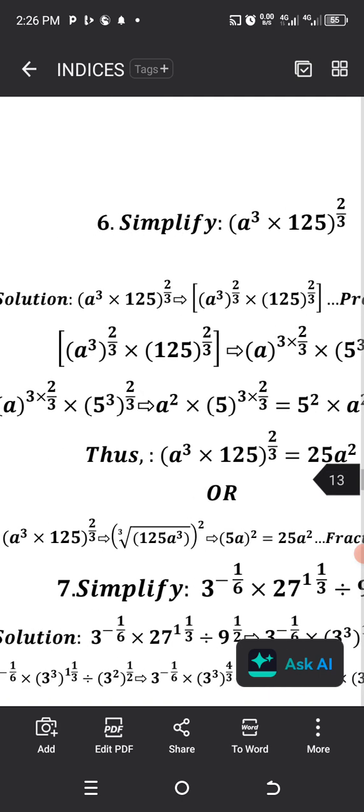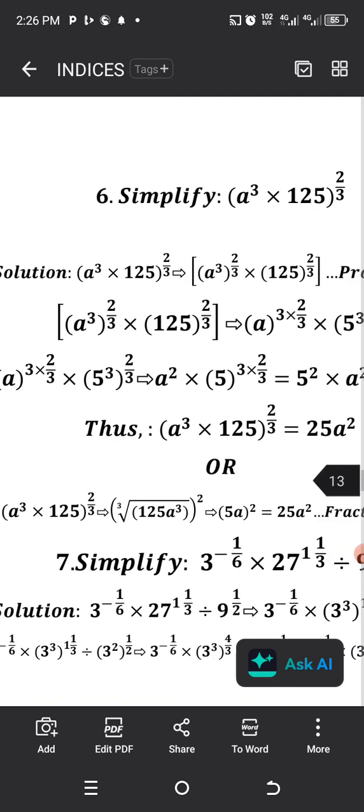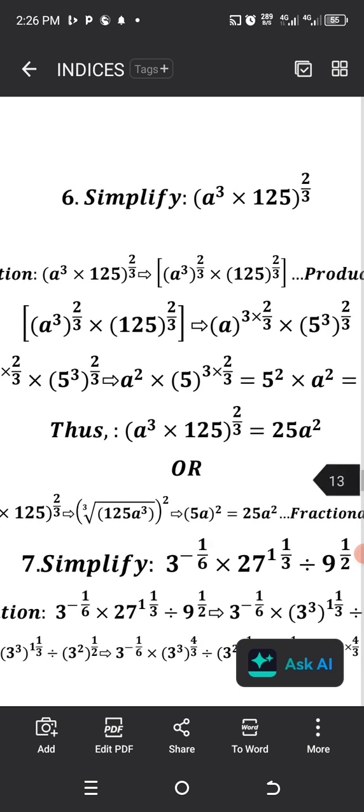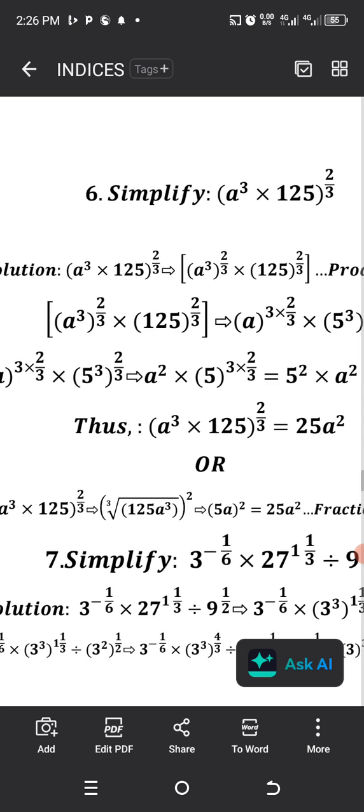So solving it mathematically now, you see that a has been raised to 3 multiplied by 2 over 3. So simplifying it, we have 2. That was why we have a raised to power 2 multiplied by 5.